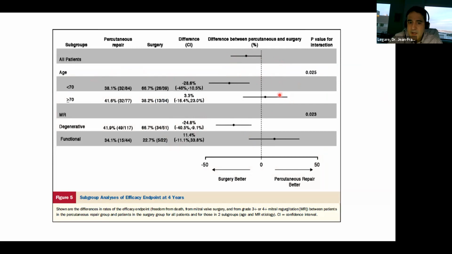Regardless of that, in the older patients, there was a little bit more equipoise, a large error bars, as you see. And in degenerative disease, surgery was definitely better than the mitral clip, but functional disease perhaps was better with clip versus surgery. So this is what the initial findings of that Everest 2 trial were, and the 4-year results were published, I think 2013.